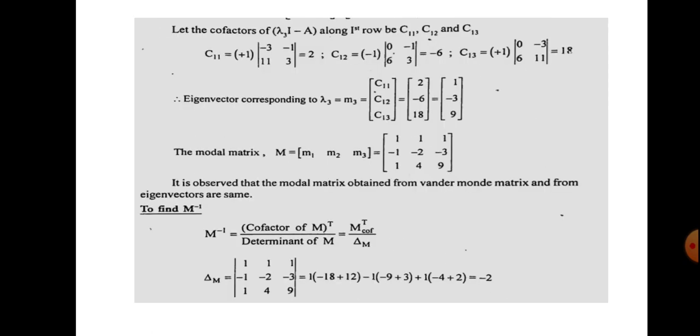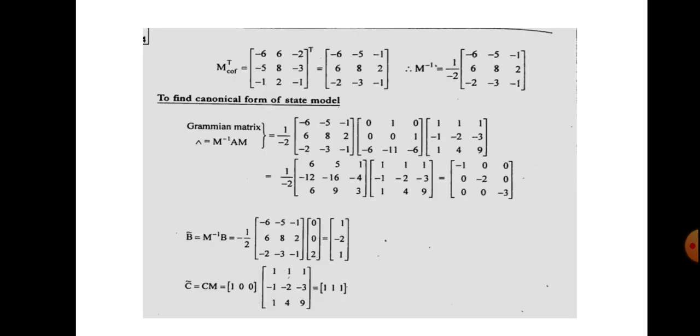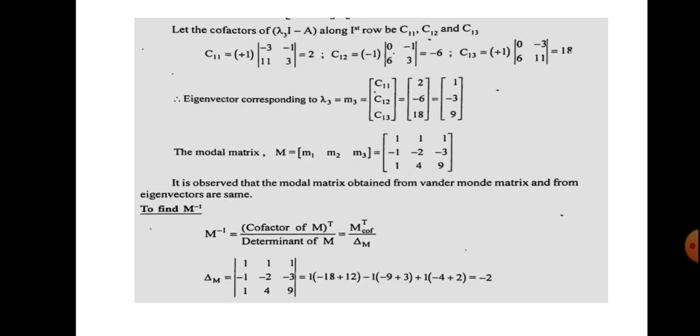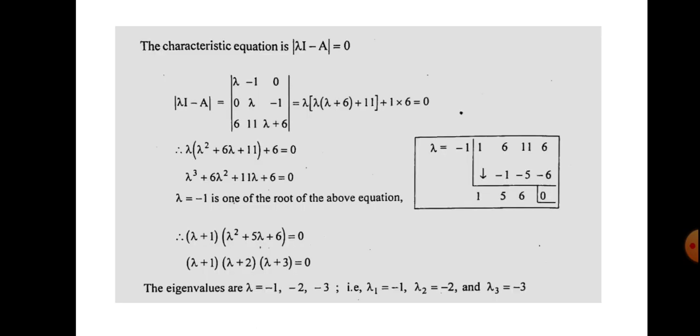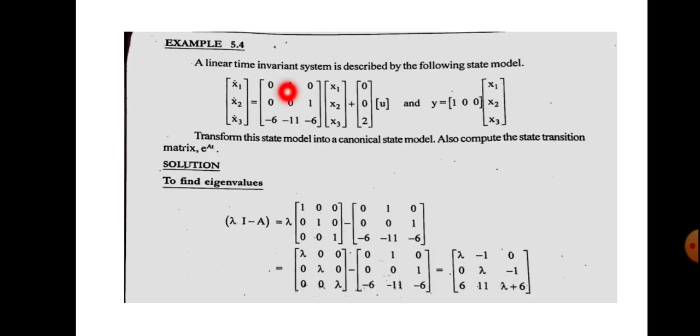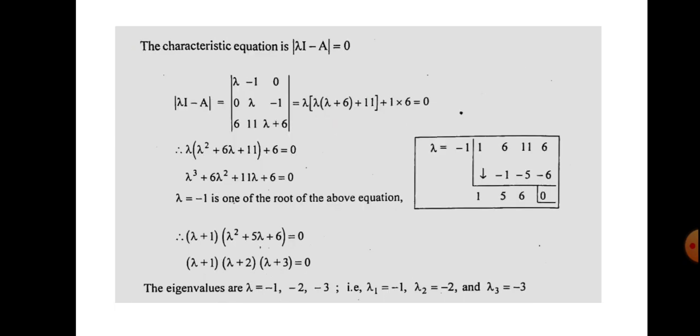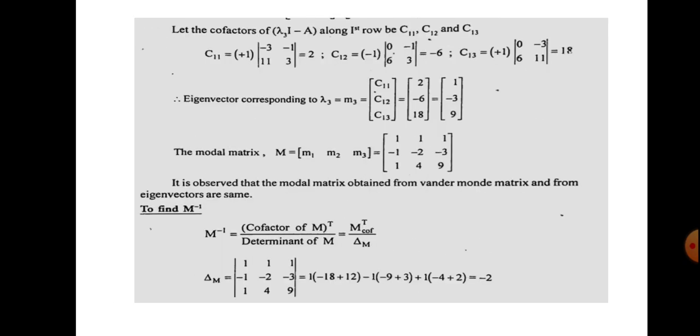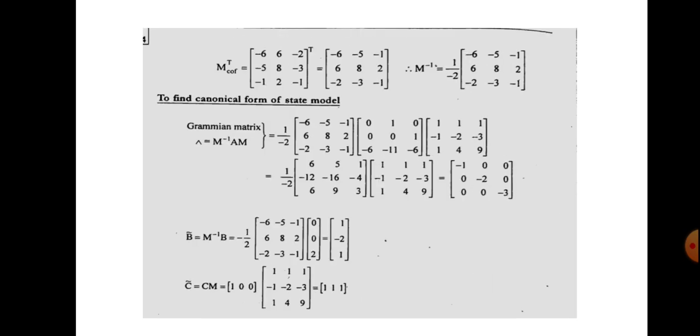B cap is obtained by using the model matrix. That is, B cap will have the equation M inverse into B. So what is M inverse? M inverse we have calculated here, and B matrix is obtained from the question. In the question you know that this is in the form of AX plus BU. What is B? B is 0, 0, 2. So instead of B you can substitute 0, 0, 2, and you will get the matrix like this.